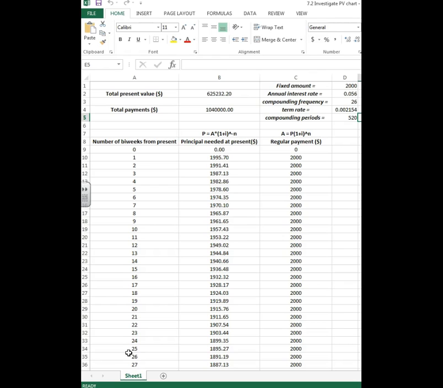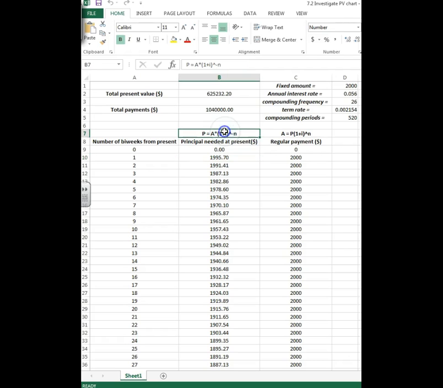That's my 520 payouts. In the first column, below that, we have the number of bi-weeks from present. So this is the number of 2-week periods from right now. So 1 2-week period later, we have the need for a $2,000 payment to be made. How much would need to be invested at present in order to provide for that?